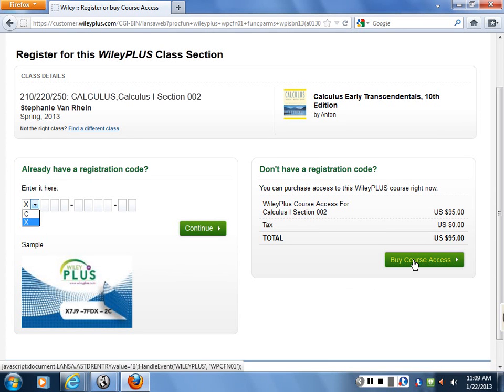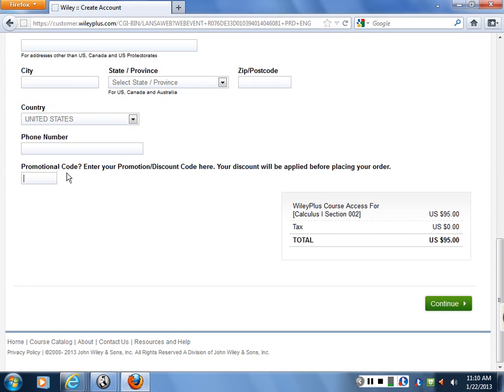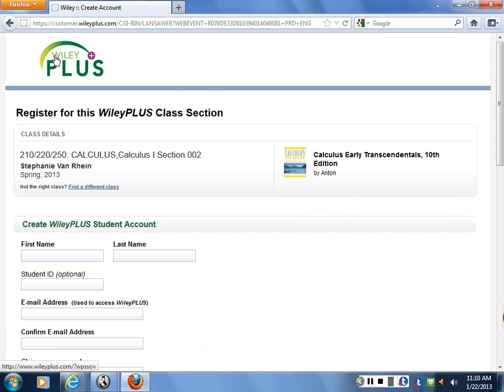If you're going to buy just the Wiley access and use the ebook, go ahead and click Buy Course Access, and then it'll ask you to fill out your name and your billing account information. And at the very bottom, there's this promo code. This is the important part. You want to save yourself $45. Put in the promo code that was in that email, and when you hit continue, it will change the price from 95 to 50. So pretty straightforward, and that will give you access to the online homework.